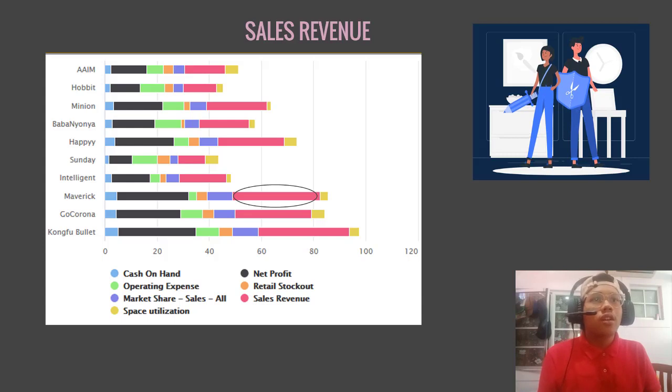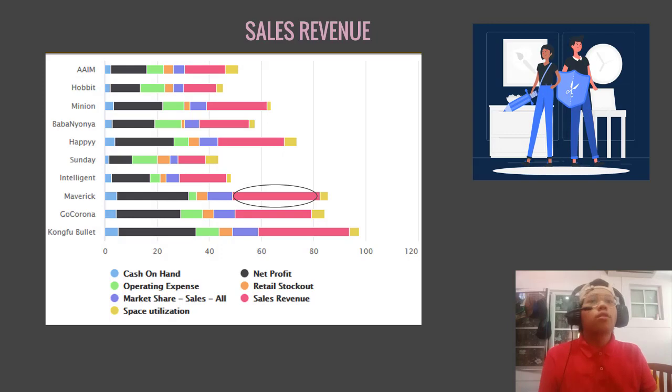Next is our sales revenue, which became better when we set the price according to the daily demand, and we also use the media to promote our product to attract customers to purchase.